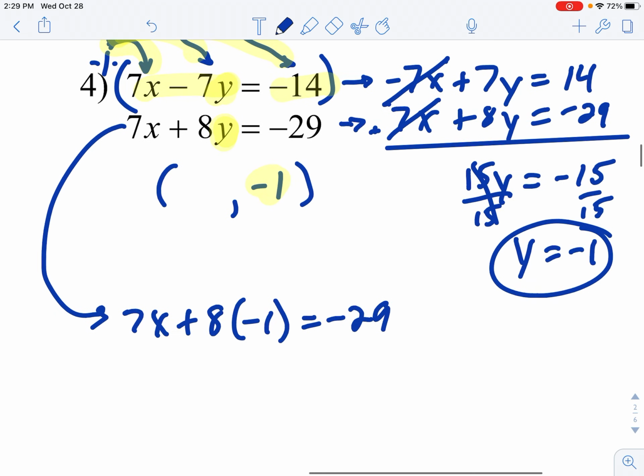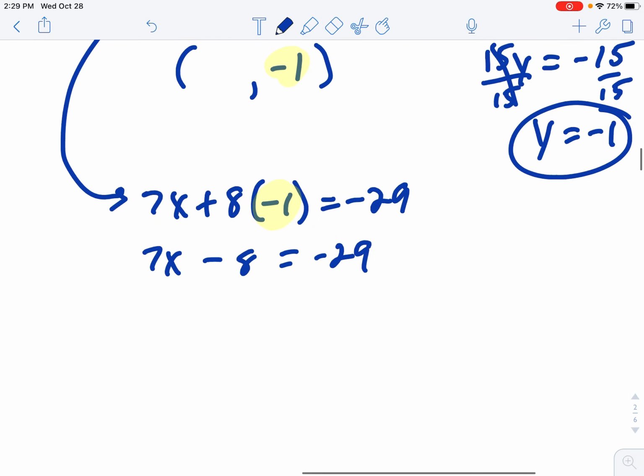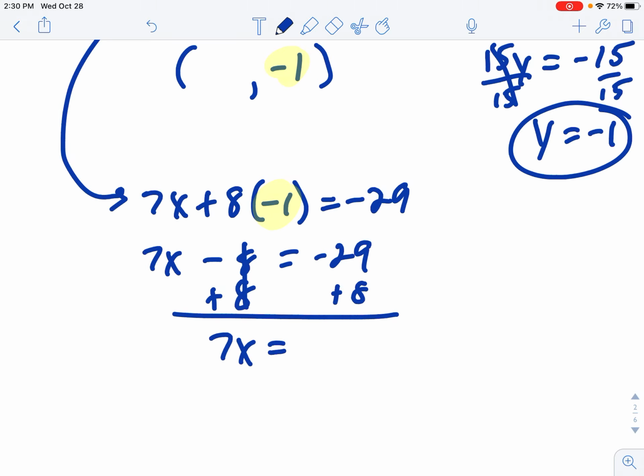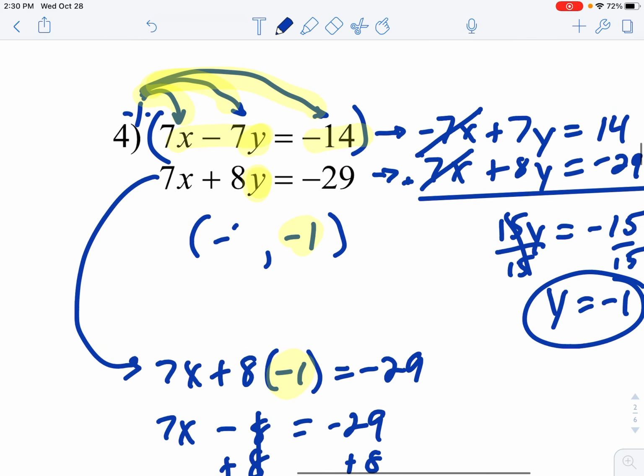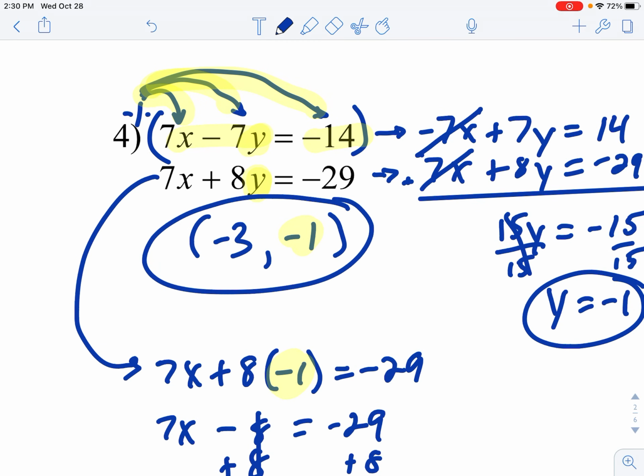So there, I rewrote the second equation and I plugged in the negative 1 for y. Now watch me go through the steps. 8 times negative 1 is negative 8. If I add 8 to both sides, I get 7x equals negative 21, right? Negative 29 plus 8 is negative 21. Divide by 7, x equals negative 3. And now I have the second part of my answer. So my final answer is negative 3 and negative 1.